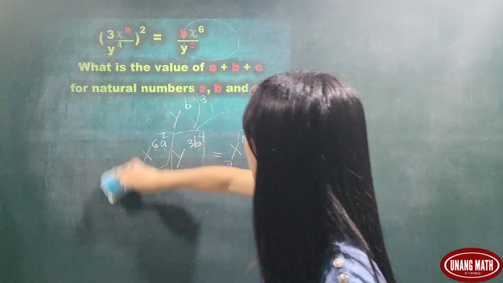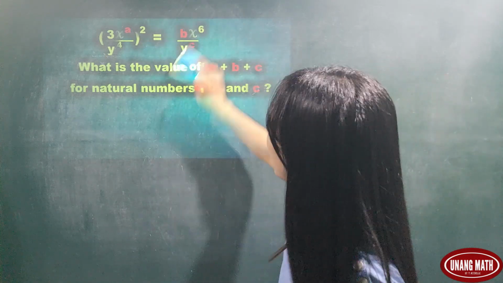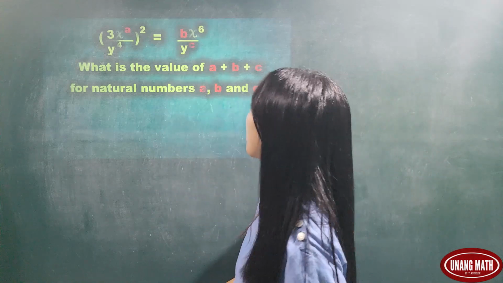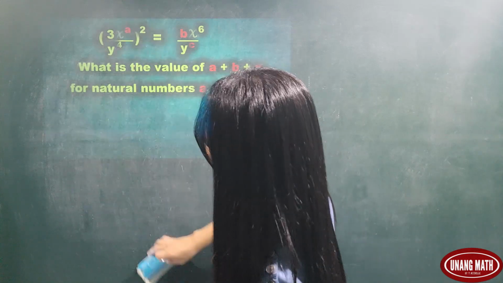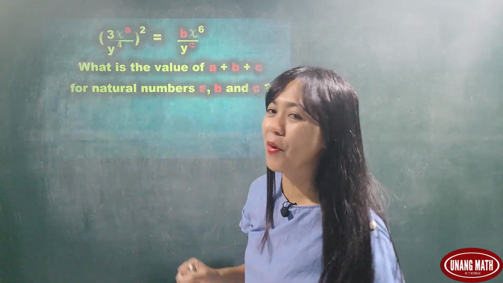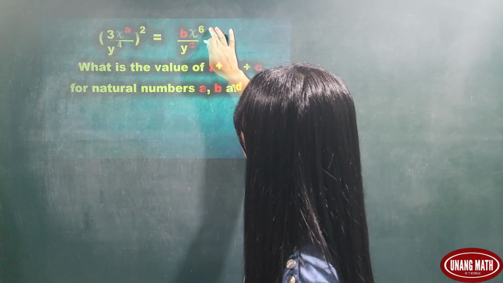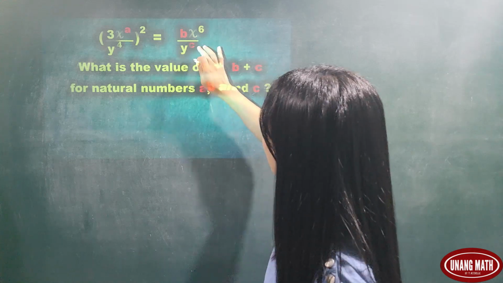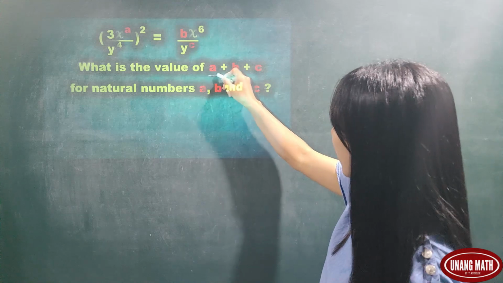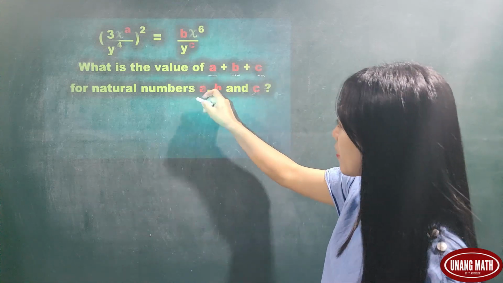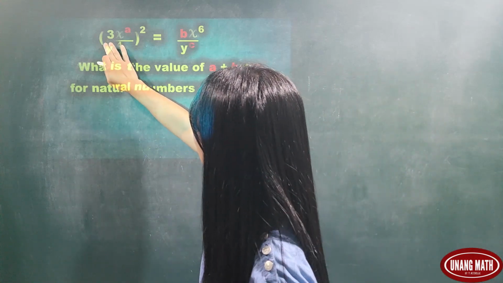Okay, the third problem is this one. We have here 3x raised to the power of a over y raised to the power of 4. This is inside the parentheses, and it's raised to the power of 2. This is equal to bx raised to the power of 6 over y raised to the power of c. The question is, what is the value of a plus b plus c for the natural numbers a, b, and c?